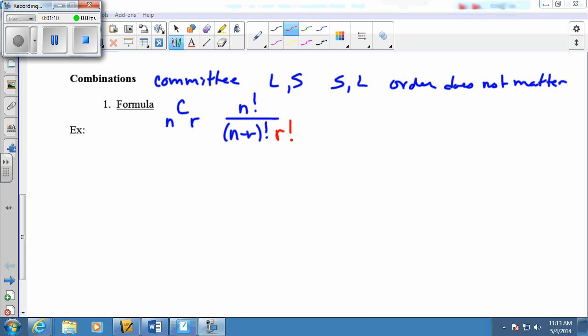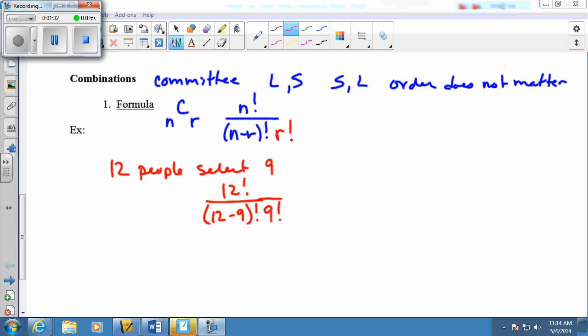So I might be selecting 9 of 12 people for a team. I have 12 people, and I'm going to select 9 of them. So the formula would say 12 factorial over 12 minus 9 factorial times 9 factorial. That's all in the denominator.